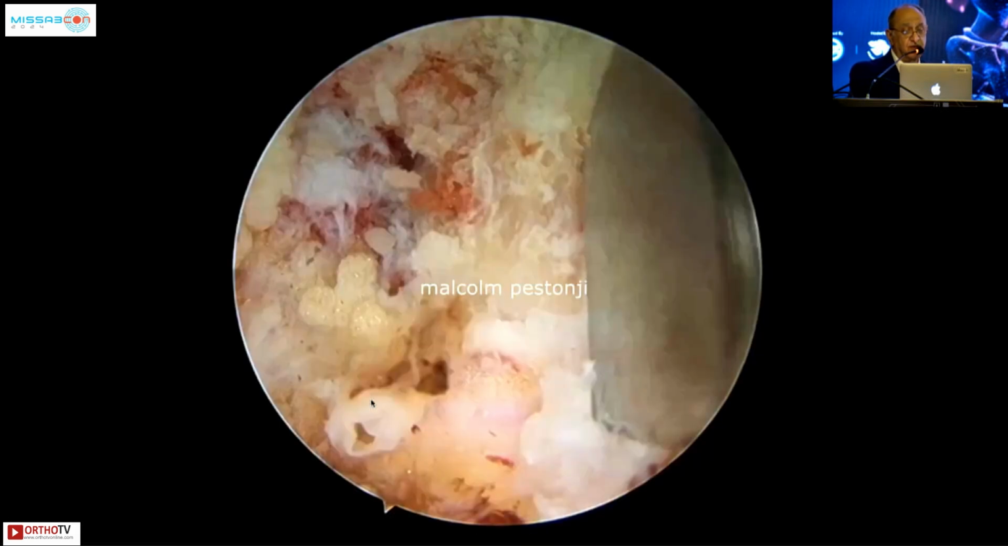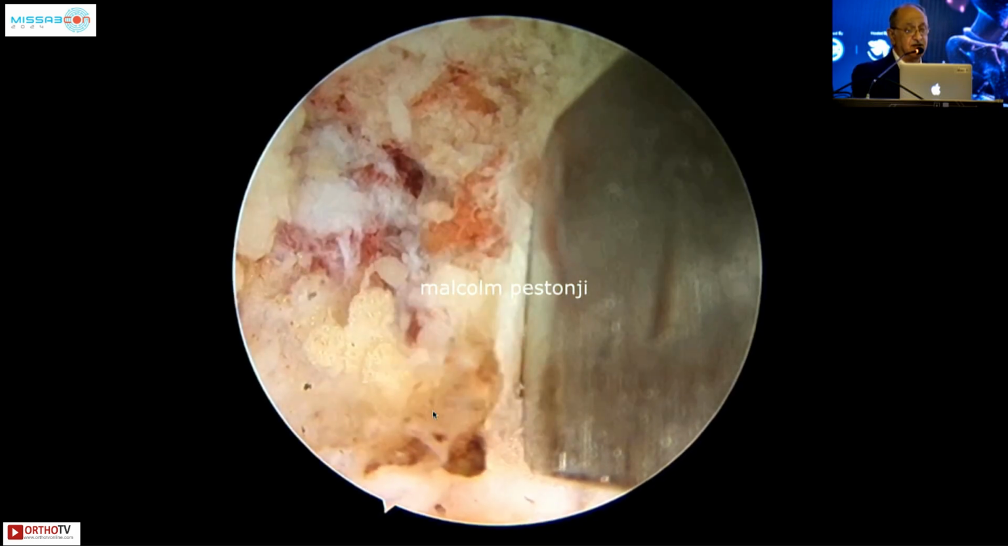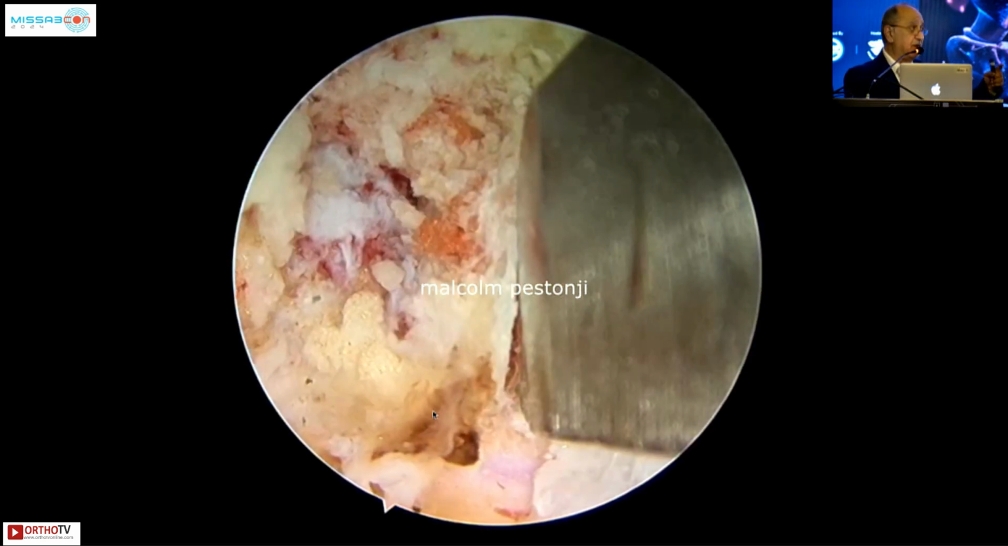This is one more video where you can see that there is a lot of fibrosis over here. This is a redo spine surgery. The facet is fused. The IAP, SAP tip and the IAP both are contributing.